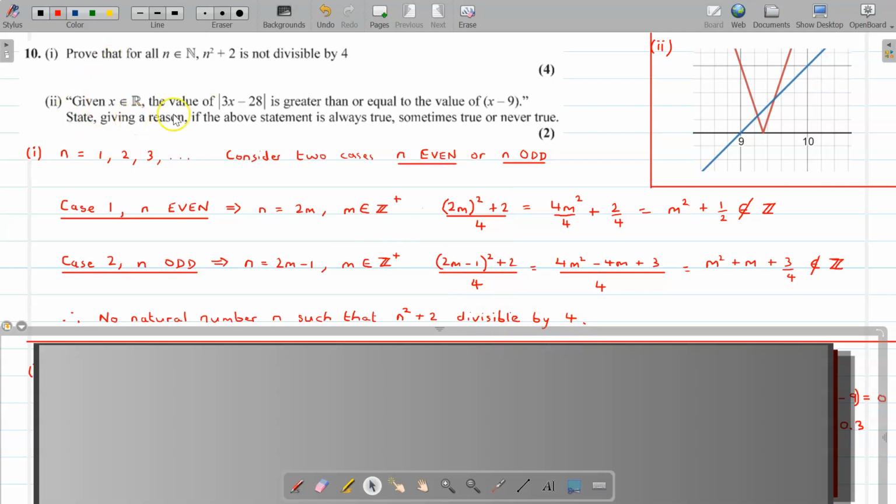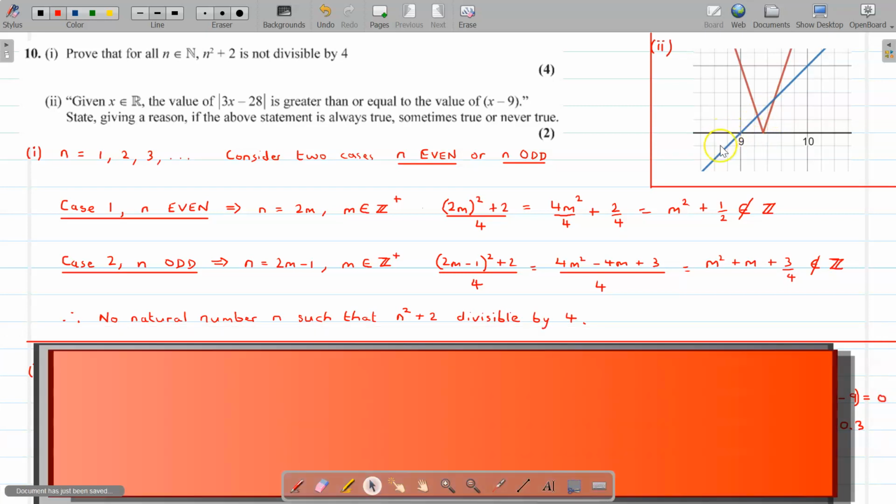In part 2 of this question, we're told that x is a real number and the value of 3x minus 28 modulus, that's the absolute value, the positive value of that, is greater than or equal to the value of x minus 9. Now what I've done is I've plotted the graphs of those two functions, and you can see that the red line is mostly above the blue line, but there is a short section here where it's below. So we can see what the answer is going to be from that.